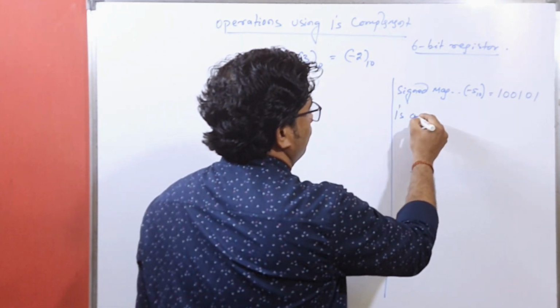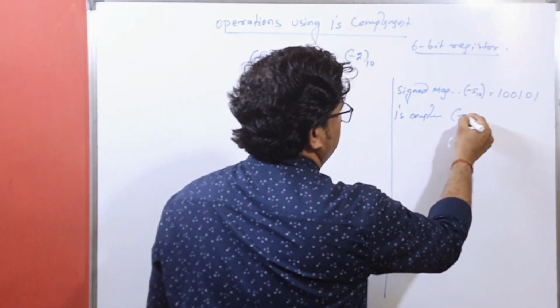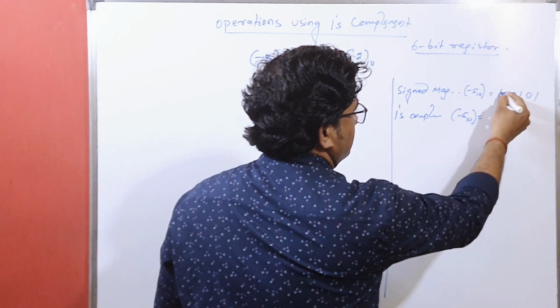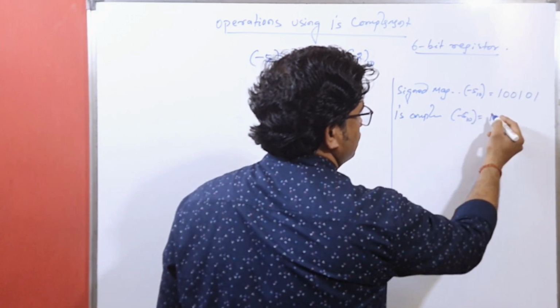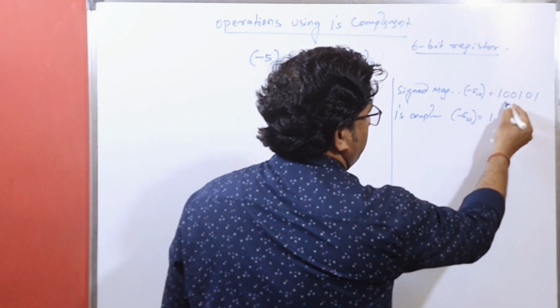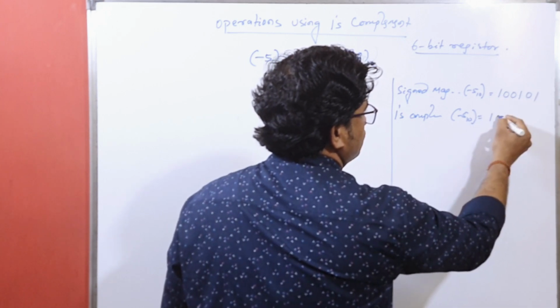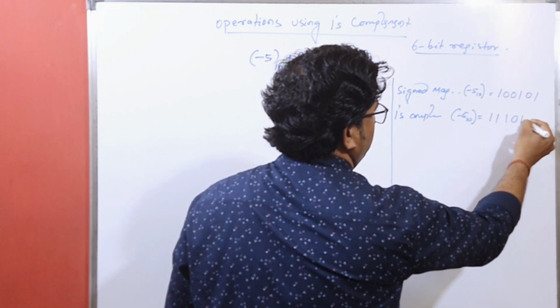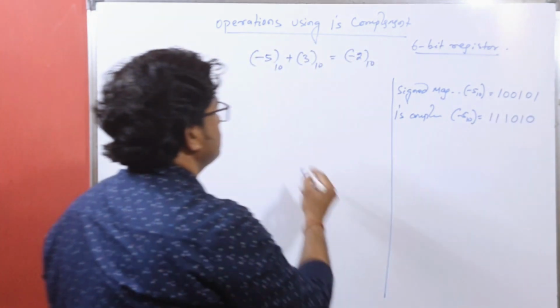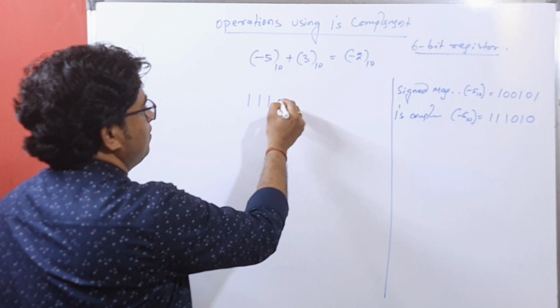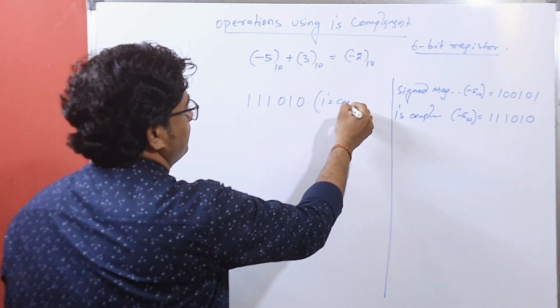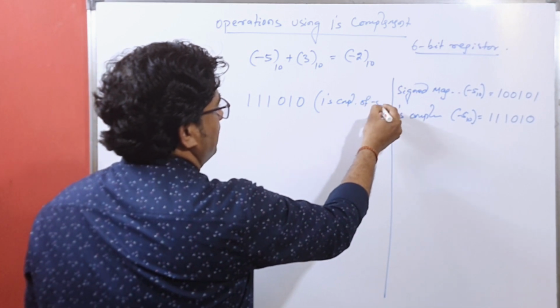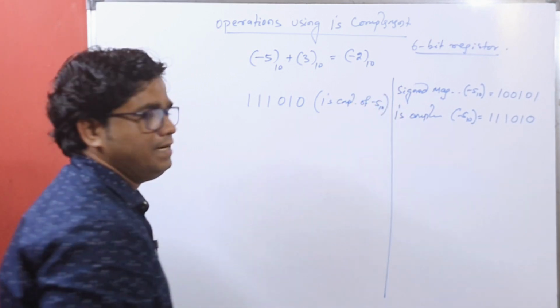And now the 1's complement of -5 base 10: the minus symbol, place here the 1 for the sign bit in the sign magnitude, and all zeros into 1 and 1 into zeros. So 1 1 0 1 0. So you place here 1 1 1 0 1 0. That is the 1's complement of -5 base 10, right?